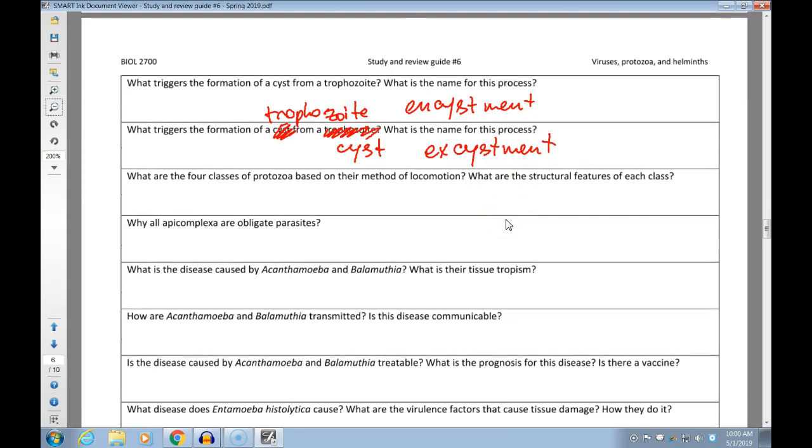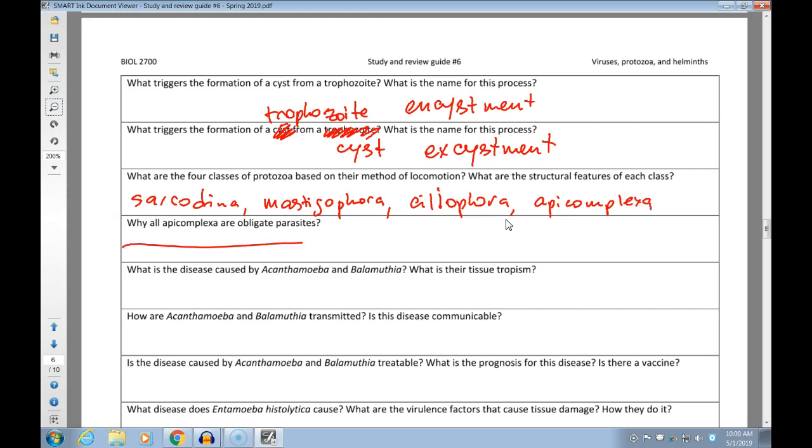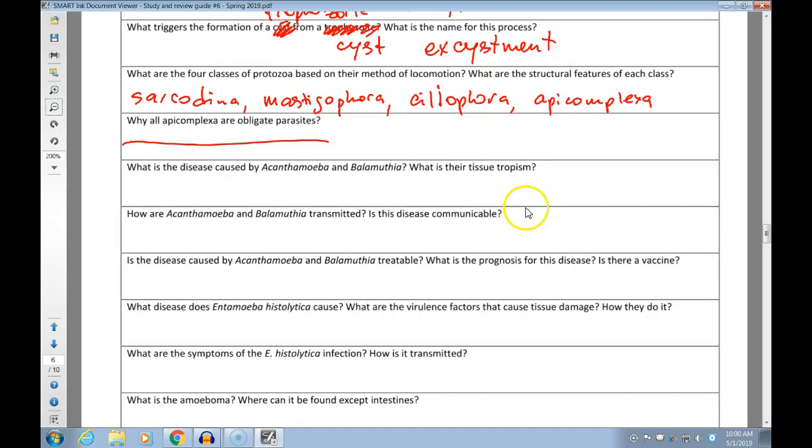4 classes. Sarcodina, that's amoeboid motion. Mastigophora: flagellum. Ciliophora: ciliated motion. And Apicomplexa: no motion. This is why they are obligate parasites.